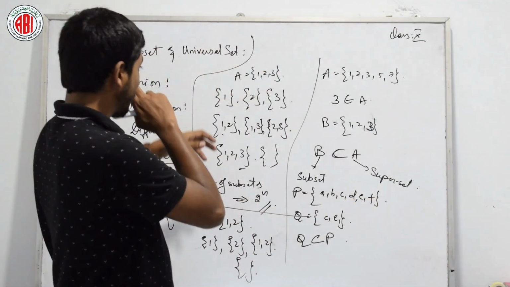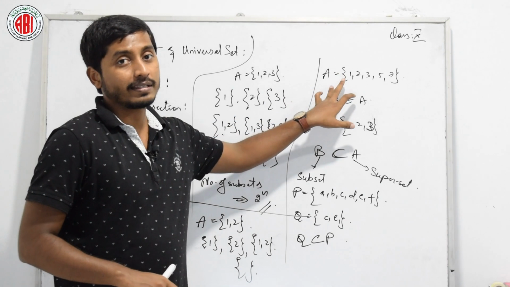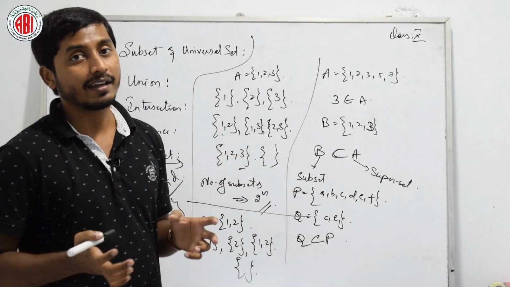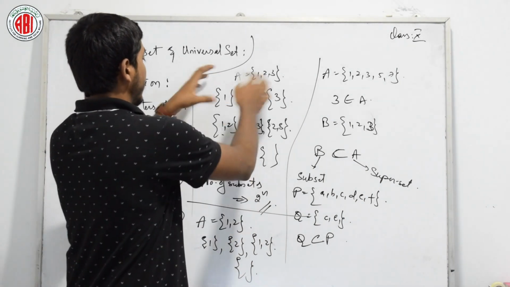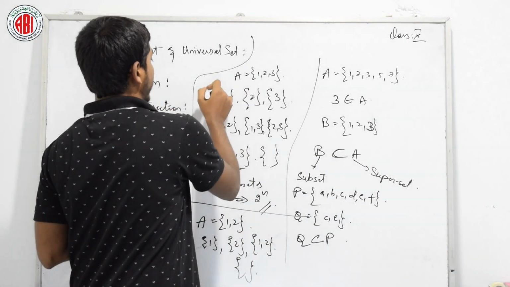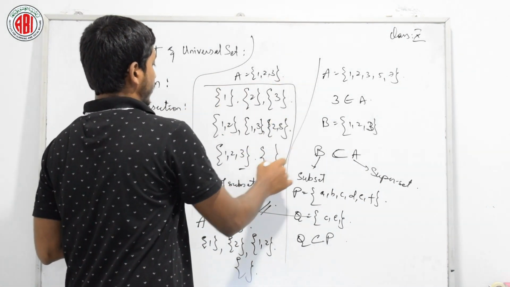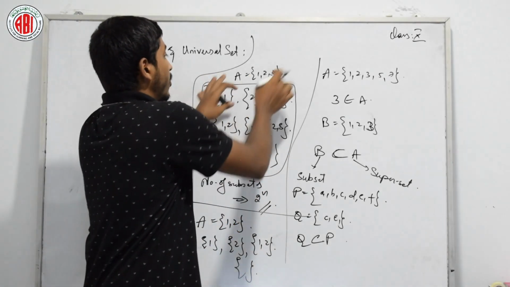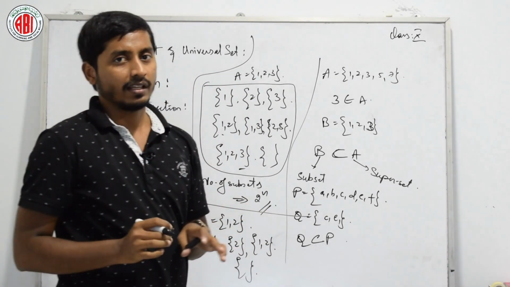Okay, and this will be called a superset. In general, it is called the universal set. The universal set is for all these sets. I have started from this to this, whatever sets are there, these all sets belong to this particular set.